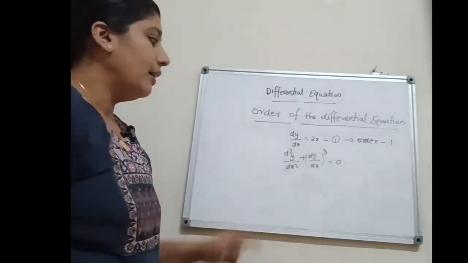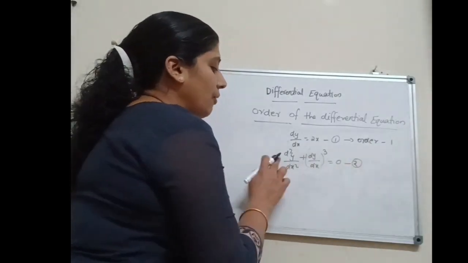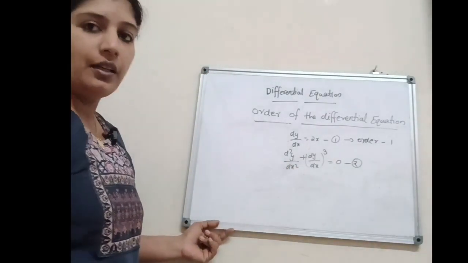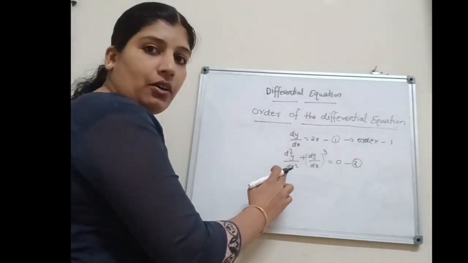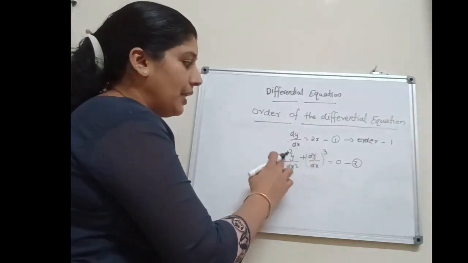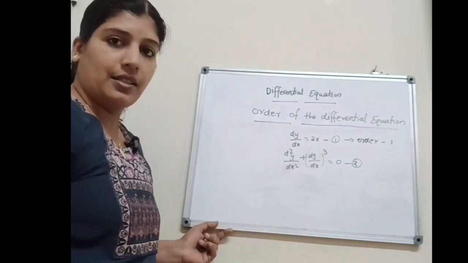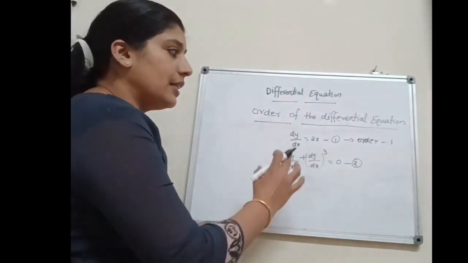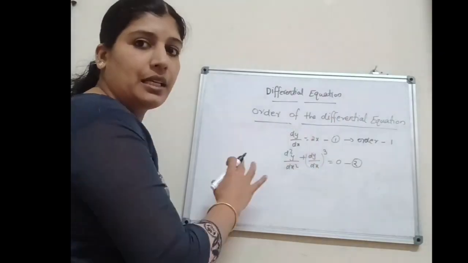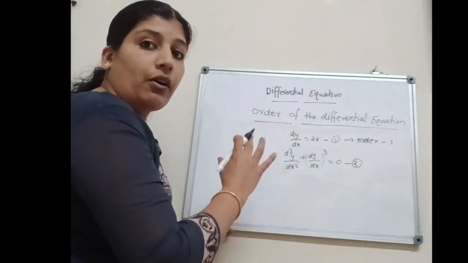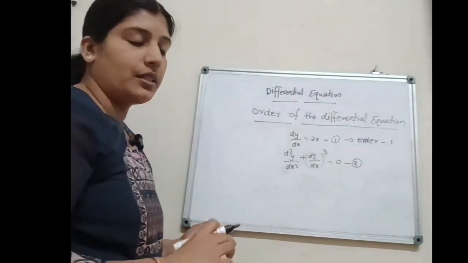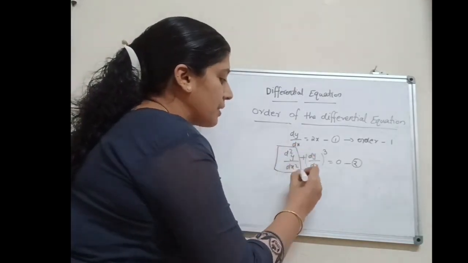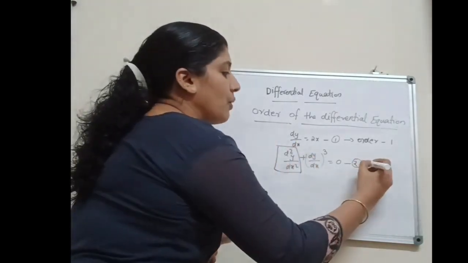Next, consider the second equation: d square y by dx square plus dy by dx whole cube equal to 0. Now here we can see two derivatives, dy by dx and d square y by dx square, that is, first order and second order derivatives exist. But here we have to consider the order of the differential equation, that means the highest order of the derivatives. Here d square y by dx square is the highest order derivative. Therefore, the order of the differential equation is what?